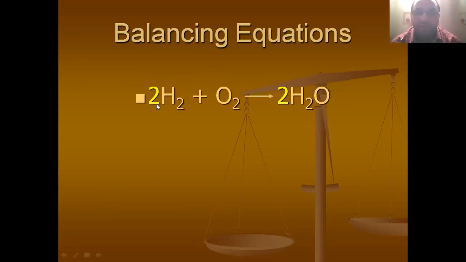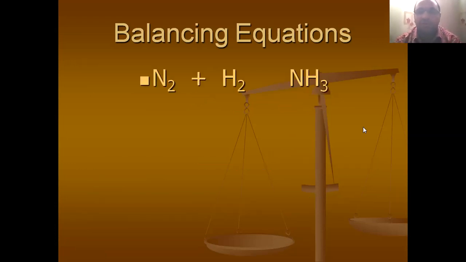Now look at the left side: 2H2 means 2 times 2, 4. On the right side, 2 times 2, 4H. On the left side, 2O. On the right side, 2O. So we put 2 coefficients, the 2 at the beginning and the 2 on the water side. This is the balance of the equation.